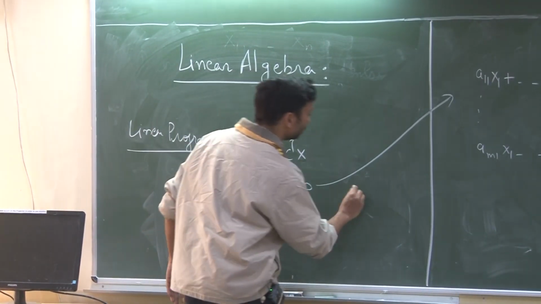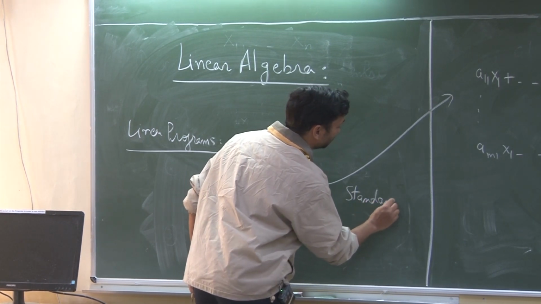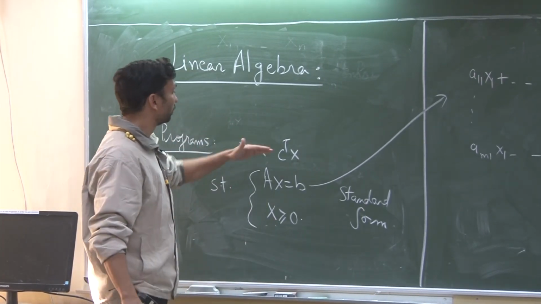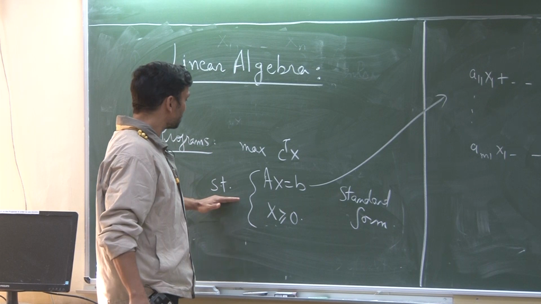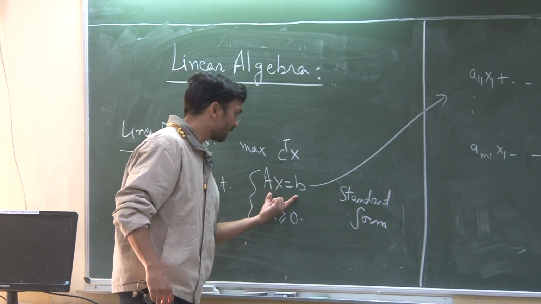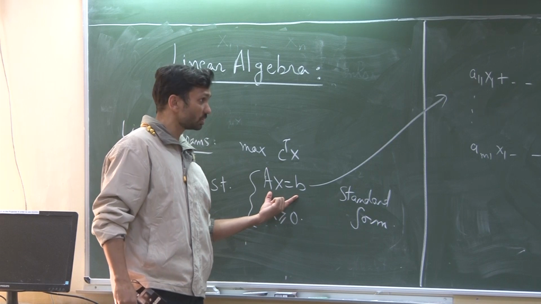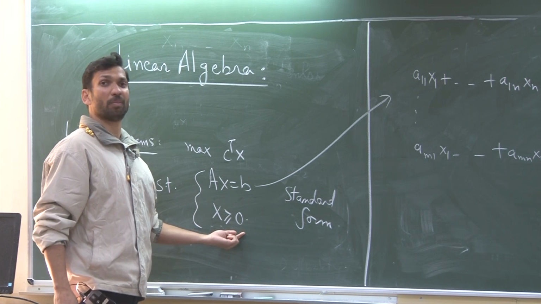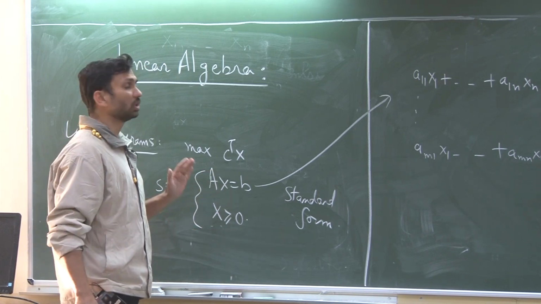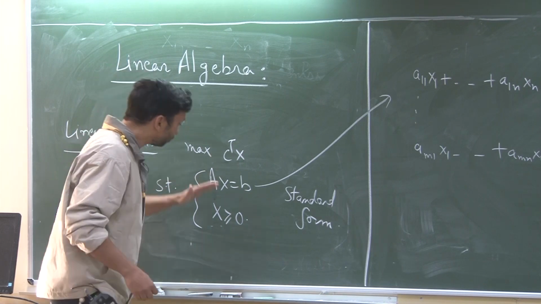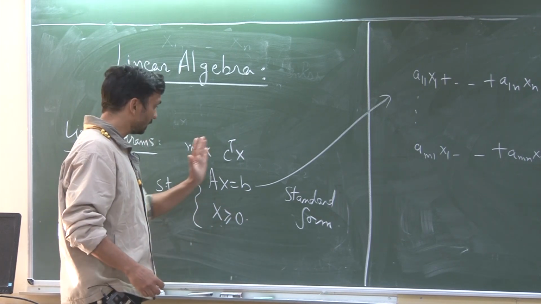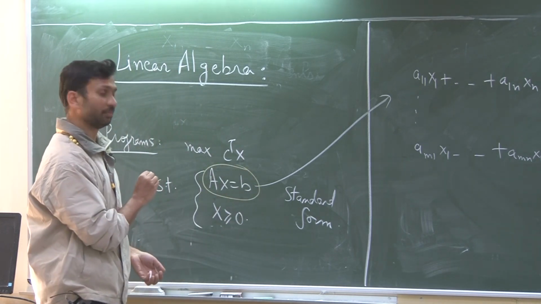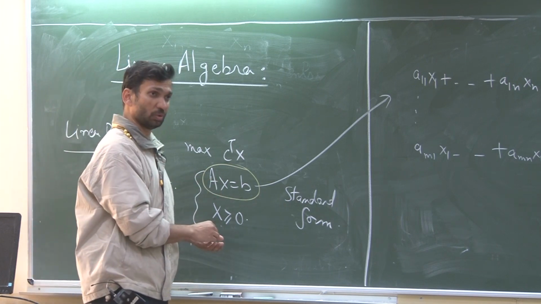This is what we called the standard form. All linear programs can be thought of as optimizing a linear function such that I have constraints. Ax equal to b is a system of linear equations. They look like this, with the constraint that every variable is positive. This is what we wanted to solve, and we realized that the first step in solving a linear program is to concentrate on Ax equal to b and ask, can we solve Ax equal to b?